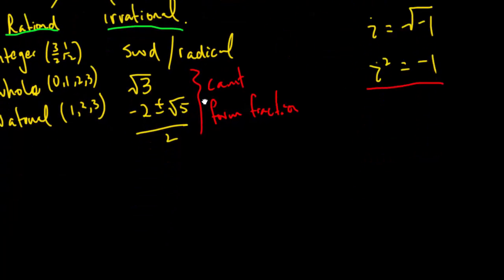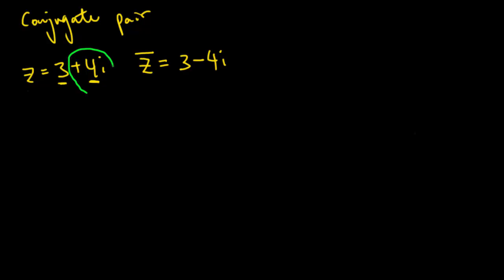Now let's talk about the conjugate pairs. The conjugate pair is when, say for example, you have z equals 3 plus 4i, where my real number is 3 and my imaginary number is 4. Now the conjugate, we denote as z bar, so z bar is equal to 3 minus 4i. The only difference between the original and the conjugate pair is the sign change in the imaginary part.